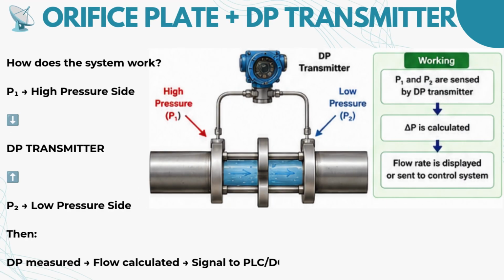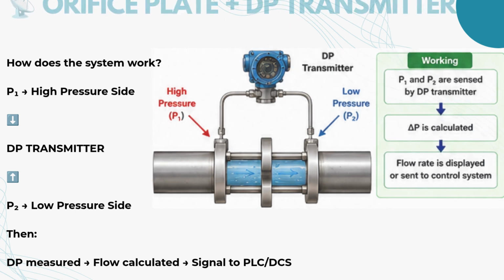The orifice plate is commonly used together with a differential pressure transmitter. The transmitter receives pressure from the high pressure and low pressure sides of the orifice assembly. It measures the differential pressure and provides a signal that can be used by the control system to display or calculate flow.